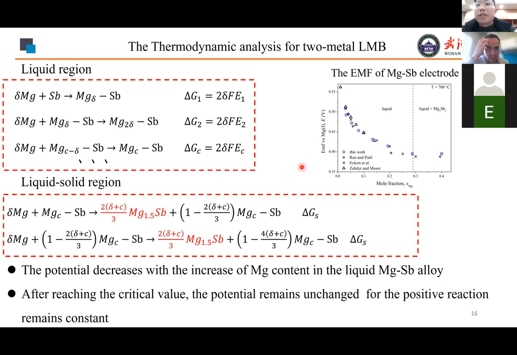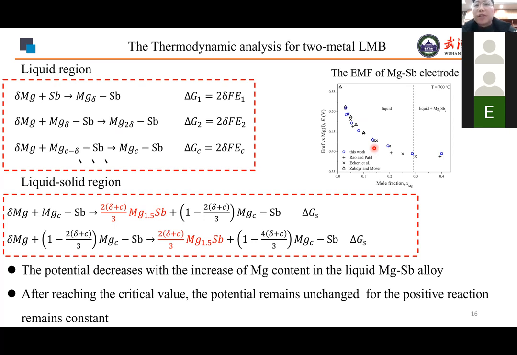Similarly, we first analyze the binary metal battery, the magnesium antimony battery. The discharge reaction is that magnesium reacts with the liquid magnesium antimony alloy to increase the magnesium content. From the reaction Gibbs free energy or the Nernst equation, when the alloy electrode is liquid, the positive potential becomes lower with the increasing of magnesium content.